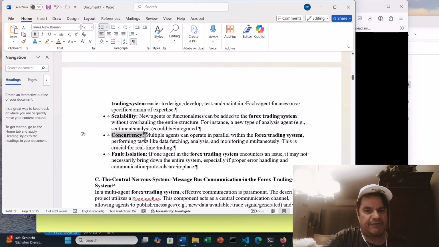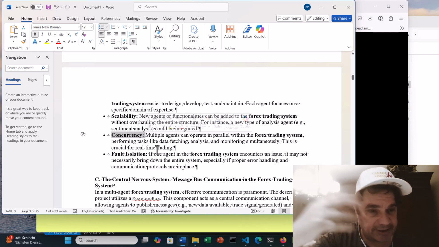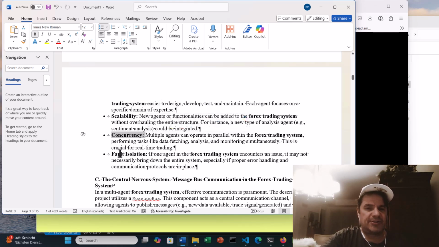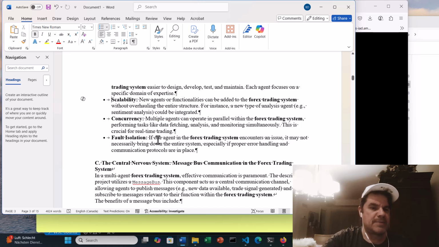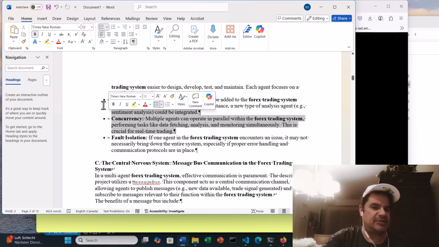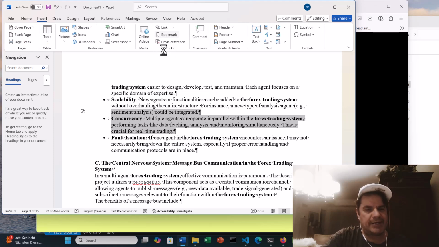The complicated part I found, building these in the last few hours, because I couldn't get as far as I wanted, is concurrency. You have multiple agents operating in parallel, performing tasks like data fetch, analyze, and monitor simultaneously. This is really crucial for real-time trading. So you can imagine an agent that's AI enabled and self-adapts, which is really key now, with a model. That's the wet dream for any trader, really, to be able to do that, but on scale and with high concurrency.